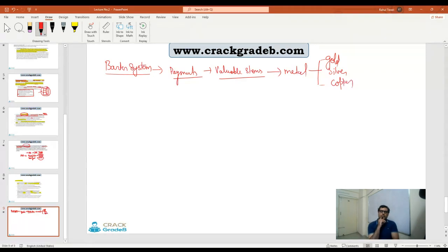Gold, silver, and copper, and some other metals also, started being used for the purpose of trade and commerce. These metals were primarily used because you can easily give any shape and size to them. You can even imprint the image of your ruler on them. That is why metal is preferred over valuable stones. So they were in use.